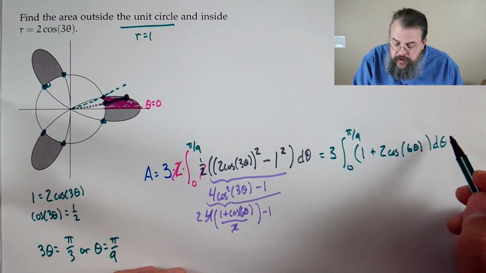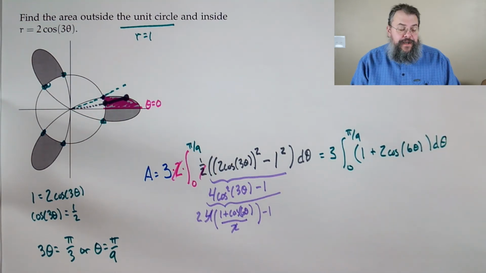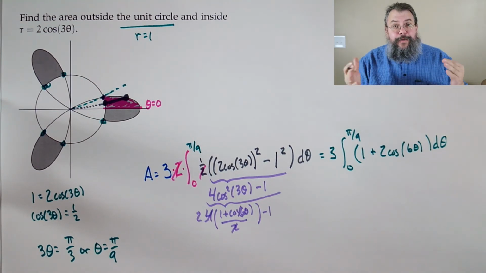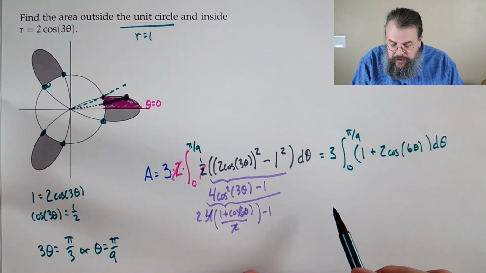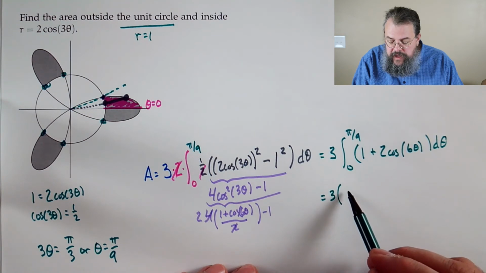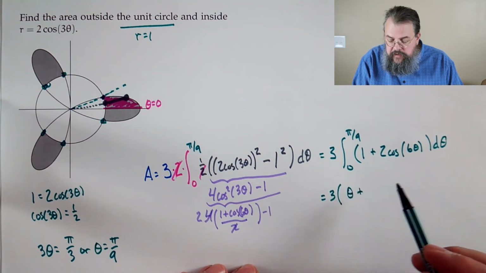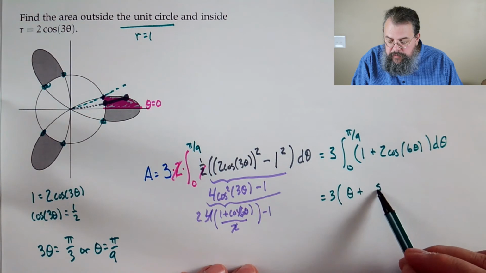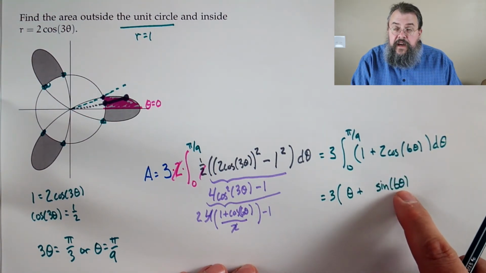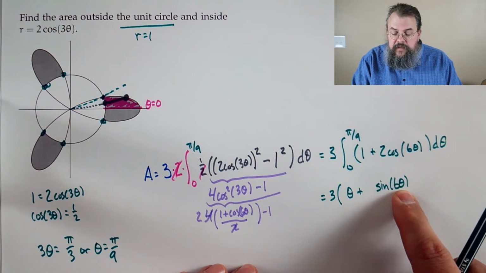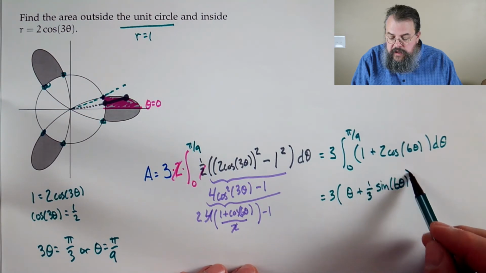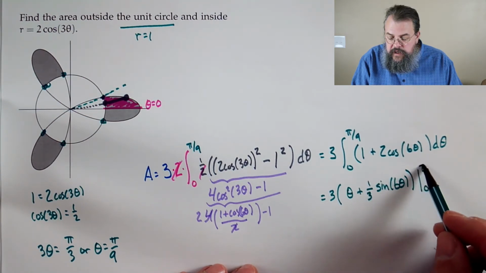Okay, great. We've got our problem set up. Not only do we have it set up, we did that a while ago. We have it simplified to the point we can actually integrate. So, what do we have? Well, this is 3 times theta plus, now the integral of cosine, positive sine, but we need to account for the 6 on the inside. We do it by dividing by 6. 2 divided by 6 makes us a 1/3. And we go from 0 to pi over 9.